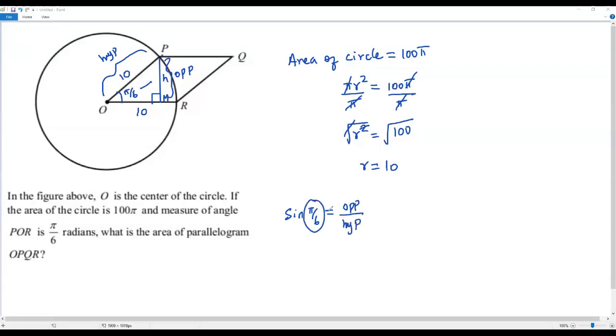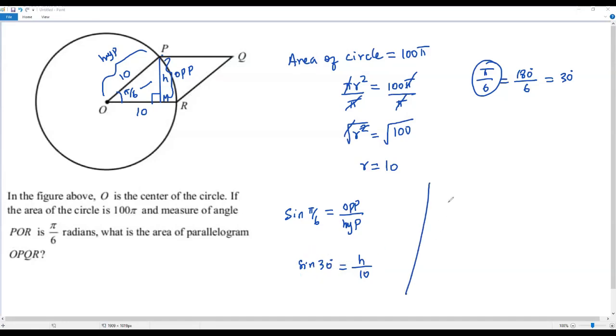If I want, I can convert these radians to degrees. For that, we plug in 180 degrees for pi. When you divide 180 degrees by 6, I am getting 30 degrees. So the degree measure equal to pi over 6 radians is 30 degrees. Now we can replace pi over 6 by 30 degrees. Then I'm getting sine 30 degrees equals the length of the opposite side, which is h, over the hypotenuse, which is 10. What is the value of sine 30 degrees? The value of sine 30 degrees is just 1 over 2. So 1 over 2 equals h over 10.